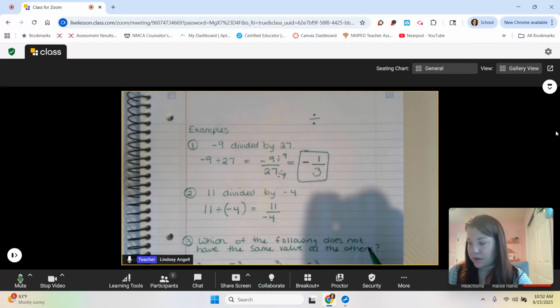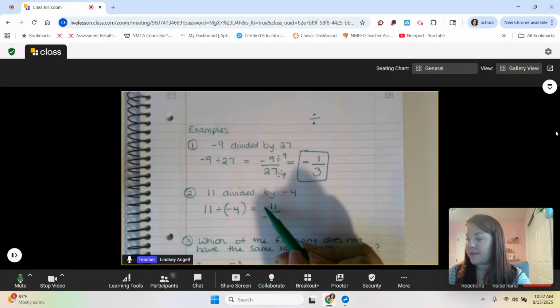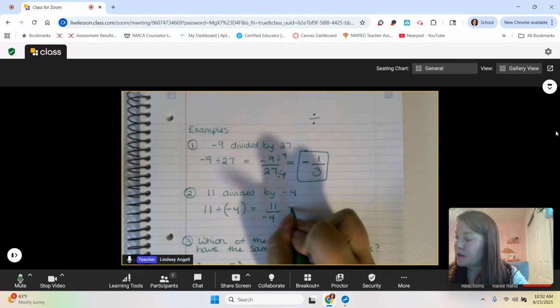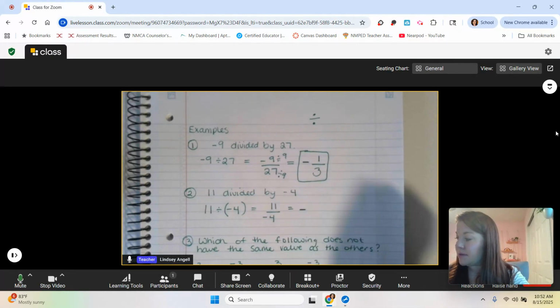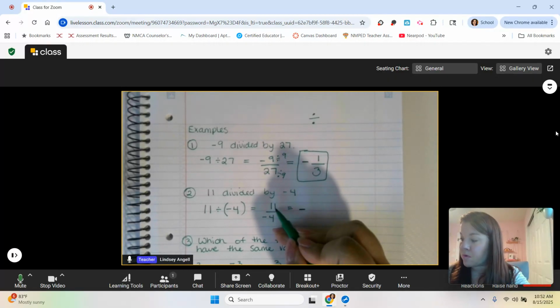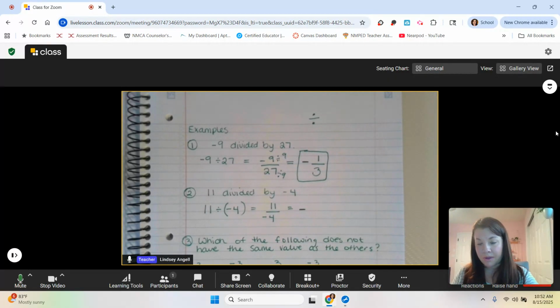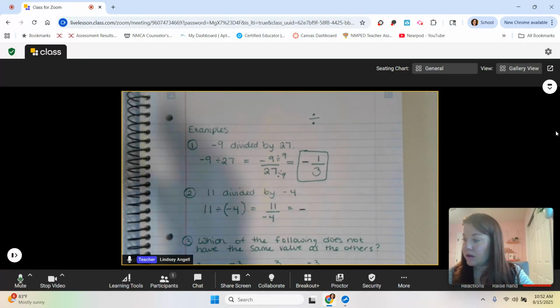4 doesn't go in perfectly, but the first thing I can recognize is I have a positive divided by a negative. So once again, my answer is going to be negative. And then I can think to myself, well, how many times does 4 go into 11? If I count by 4s, I have 4, 8, and then I get up to 12. That's too many, right?